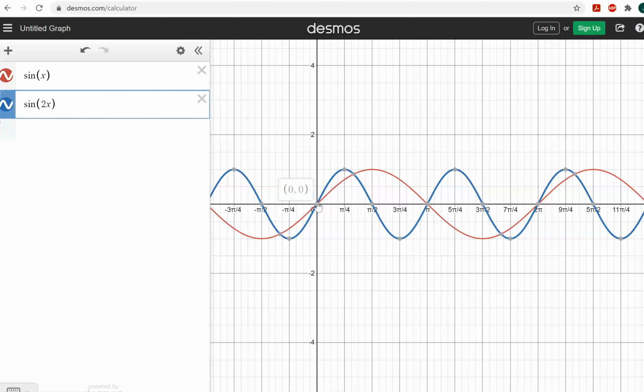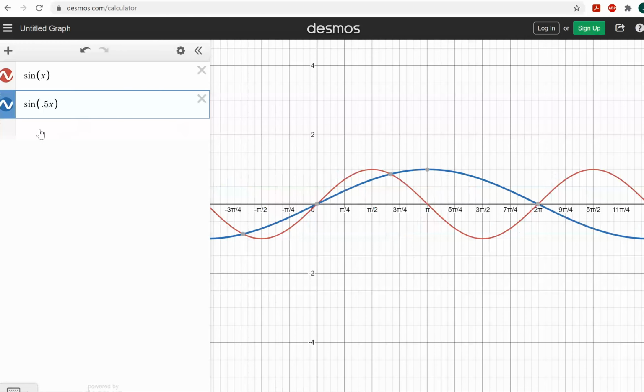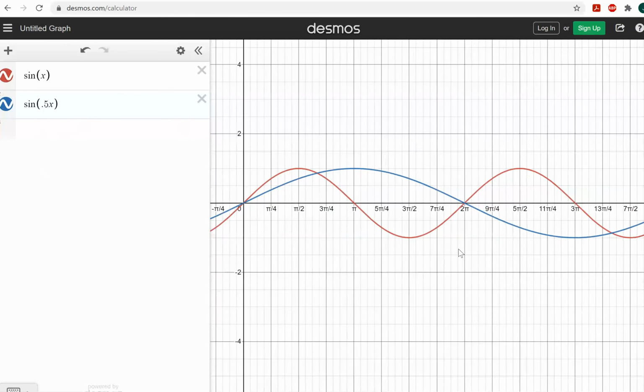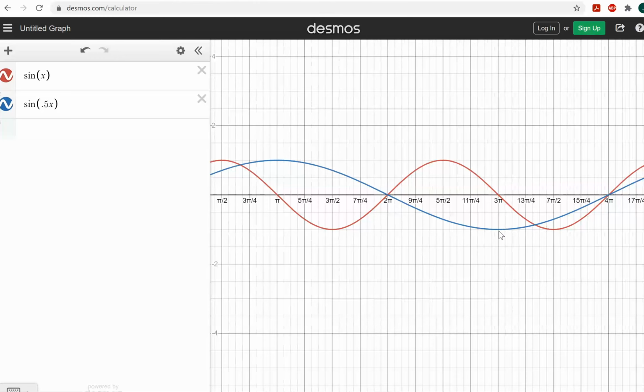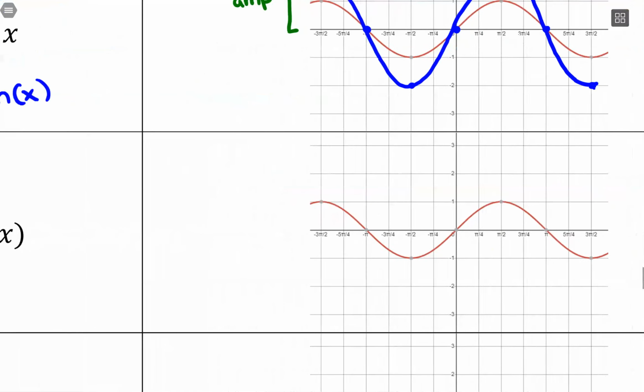Now if I follow the blue line, starting at 0, 0, I now complete the period from 0 to pi. So what's happened is a horizontal compression. It's compressing towards the y-axis, shrinking those x values in. If I did a half here, it stretches it out. So now I'd have to go out to 4 pi on my blue line here to see one full period. So multiplying in there is our horizontal stretch or compression.